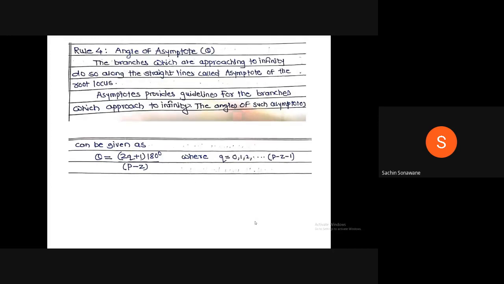Now rule number 4, angle of asymptote theta. The branches which are approaching infinity do so along straight lines called asymptotes of the root locus. Asymptotes provide lines for the branches which approach infinity. The angles of such asymptotes can be given as theta is equal to (2q plus 1) into 180 degrees divided by p minus z, where q is equal to 0, 1, 2.